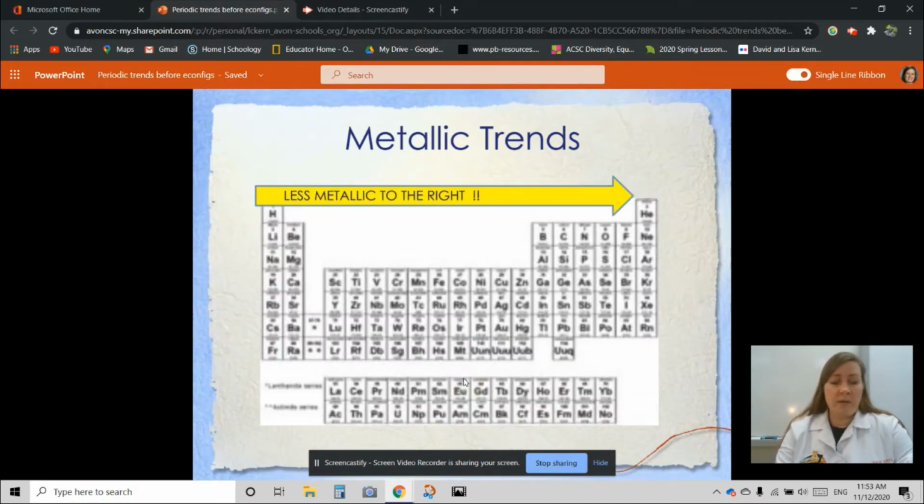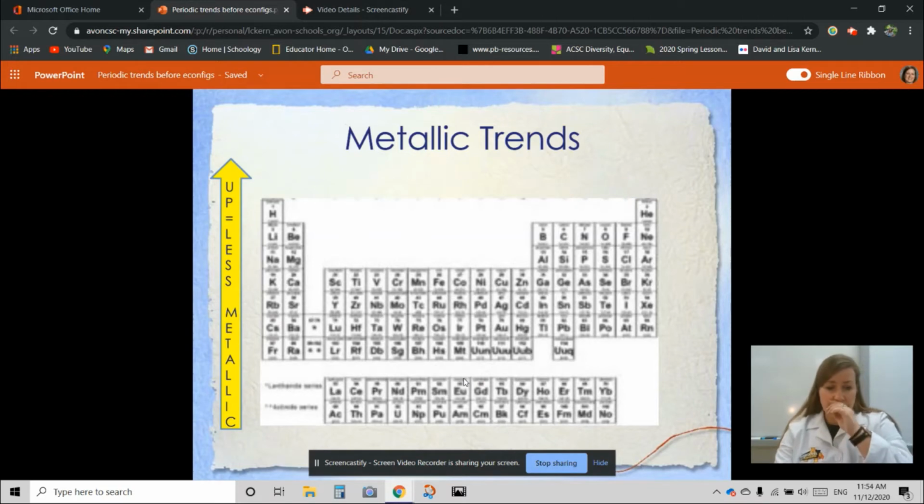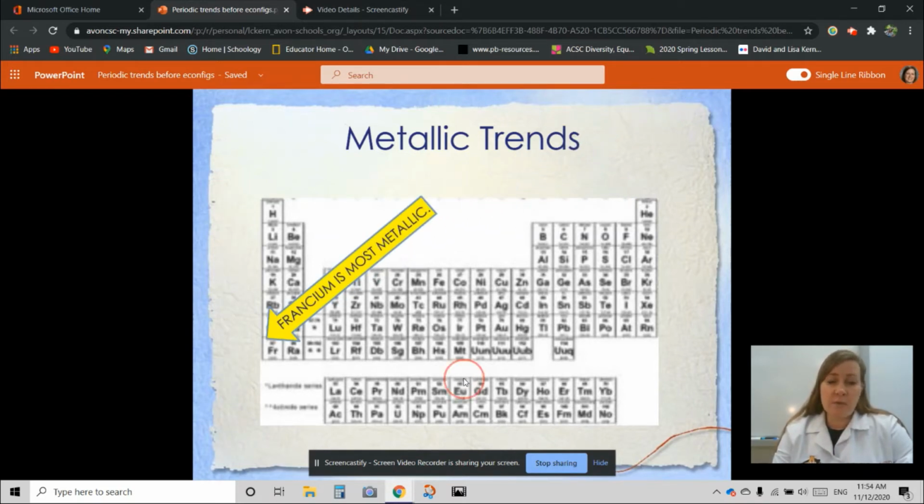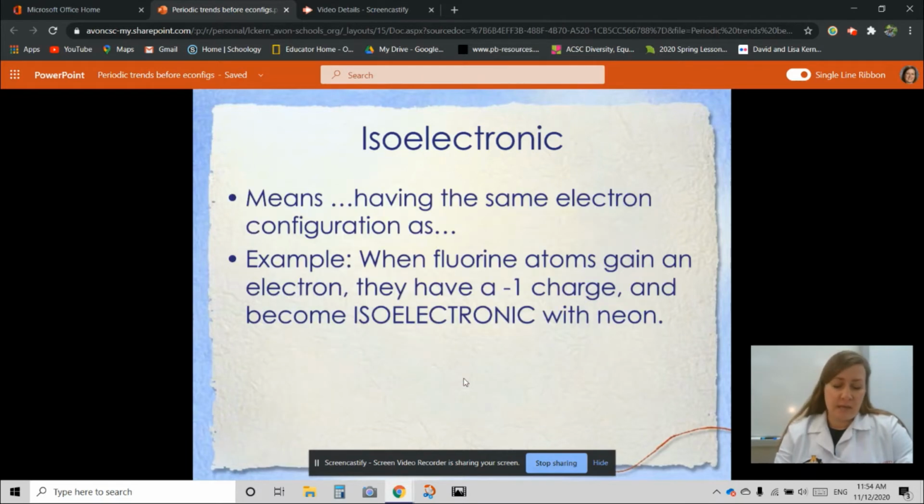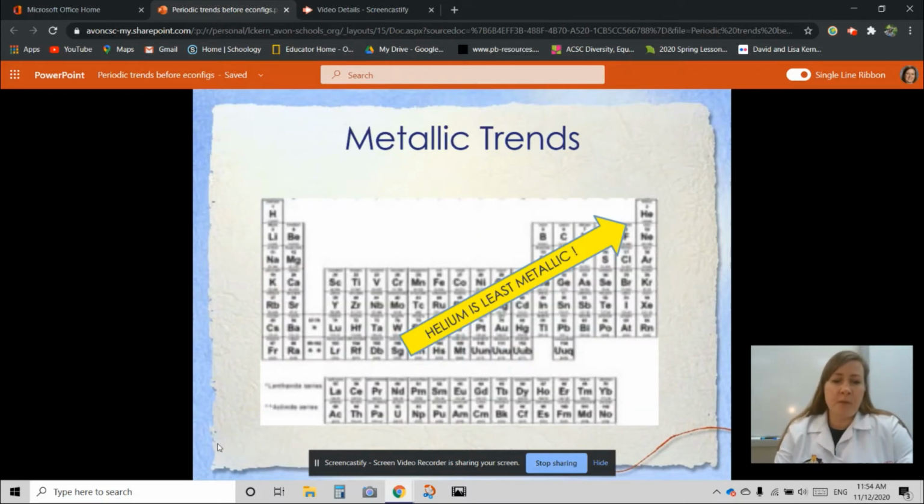So trends for metals look like this. As you go to the right, atoms get less metallic. As you go up, also atoms get less metallic. So francium is the most metallic element, helium is the least metallic. So now I could ask you questions like, which of these do you think would be most able to conduct electricity? Beryllium over here or neon over here? And of course the answer would be beryllium because it's over here with the metals, farther to the left than neon.